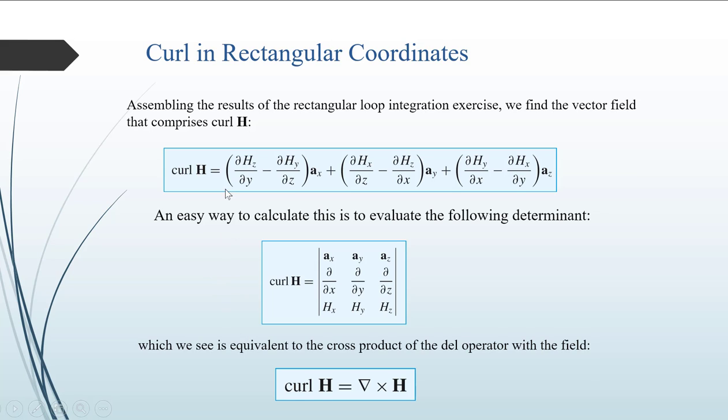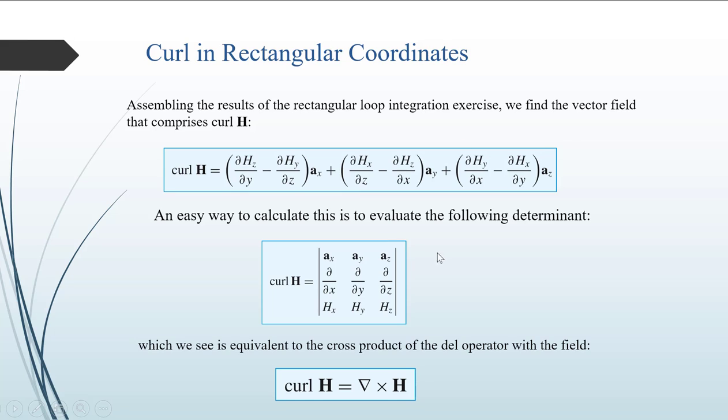So in the last lecture we have seen the equation of curl of H is equal to (∂Hz/∂y − ∂Hy/∂z) Ax cap plus (∂Hx/∂z − ∂Hz/∂x) Ay cap plus (∂Hy/∂x − ∂Hx/∂y) Az cap. So this is the equation of the curl for Cartesian coordinate system for a rectangular loop.